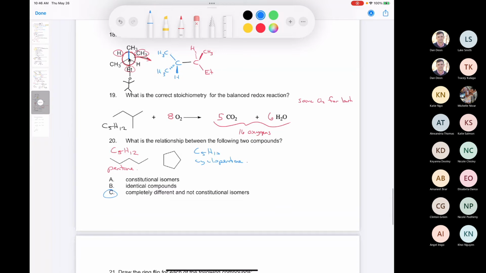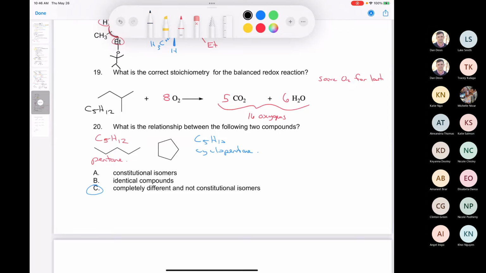Let me just show you one more thing about alkanes and cycloalkanes. I showed you this on the first day of this chapter. Whenever you have an alkane, the formula is always CnH2n+2. But when you have a cycloalkane, if you haven't noticed this already, the formula for a cycloalkane is always CnH2n.